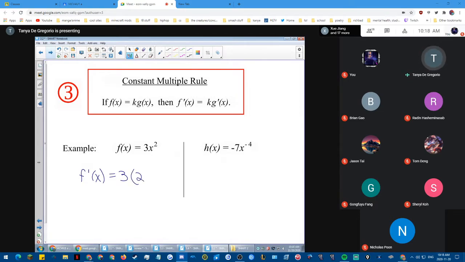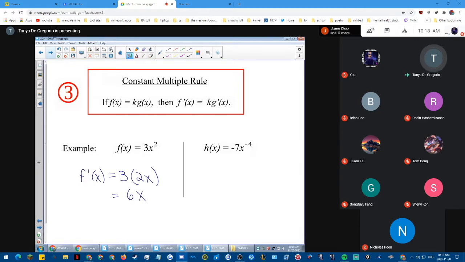The 2 comes down. x, I have to subtract 1. So 2 take away 1 is 1. Are you guys okay with me just doing it like this? And so now it just equals 6x. And yes, you can do this in one step. 3 times 2 is 6.